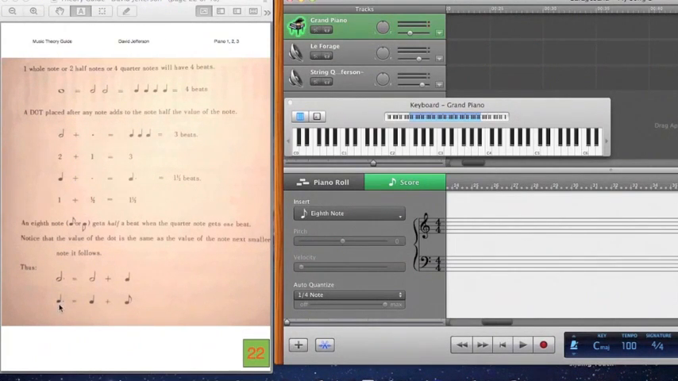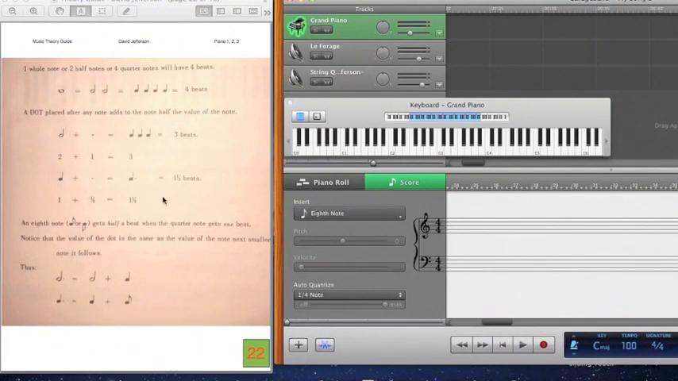This here, a quarter note has 1 beat, plus there's a dot added to this quarter note. So the next one down from a quarter note is an eighth note, a half a beat. So it's a quarter note plus an eighth note, a half a beat, for a total of 1.5 beats.